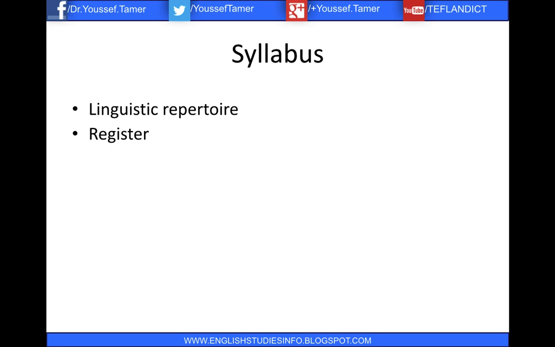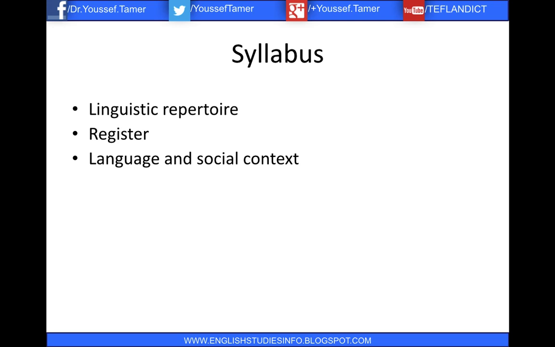Good? Yes, sir? It's also jargon. Yes, they have their own jargon. Jargon refers to the vocabulary, but register refers to their language variety. In their language variety, because they have the same occupation, they share similar jargon, similar vocabulary, similar terminology, as you have mentioned. So that is register. We'll see it as well.